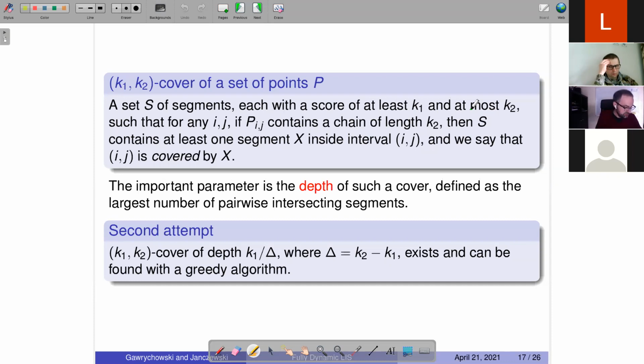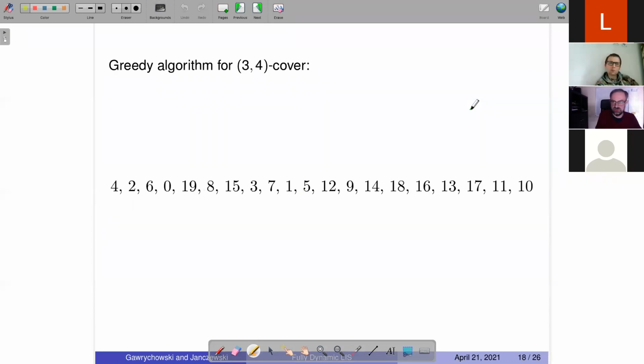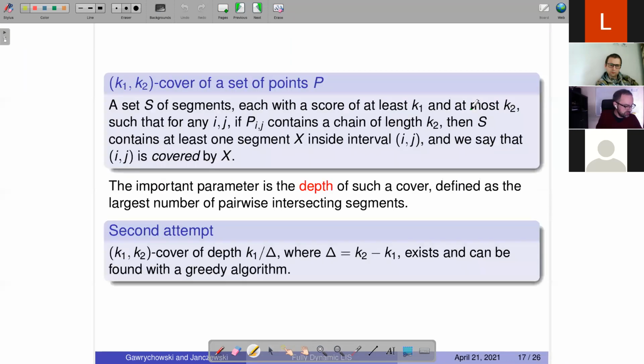And they can be found by a greedy algorithm. So when you think about this for some time, it's the most natural greedy algorithm, the only difficulty is proving that it works. So let's think about 3, 4 covers. Again, the guarantee should be that if the answer is at least 4, you should output at least 3. That's the guarantee. If you have an interval for which the answer is at least 4, you should have a segment in your set with the answer equal to at least 3. So let's say exactly 3.